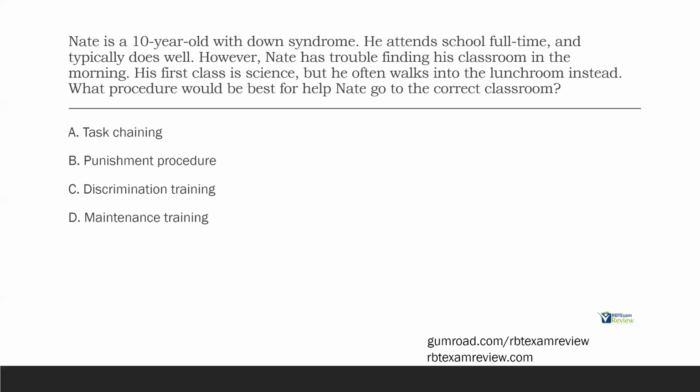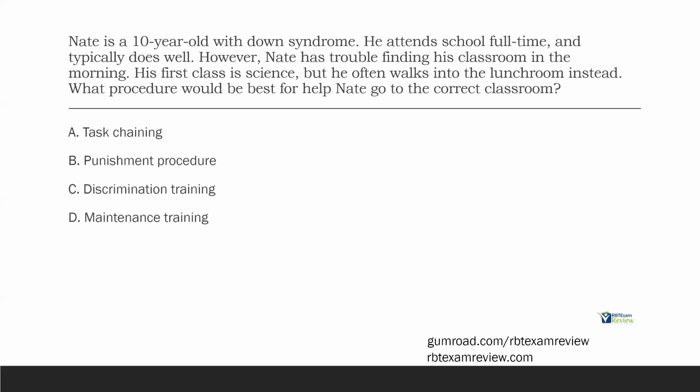So what is Nate lacking here? Okay, Nate is having difficulty what? He's having difficulty identifying what room is correct, telling the difference between each classroom, and you need to help him. What procedure are you going to use to help Nate figure out what classroom is different? And if you know the word here, right, then this question's easy. You can jump immediately to the right answer, okay? But let's go through the answer choices.